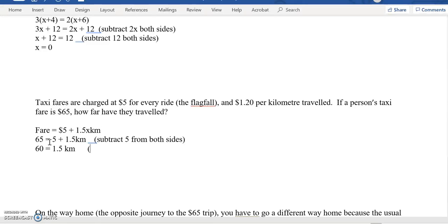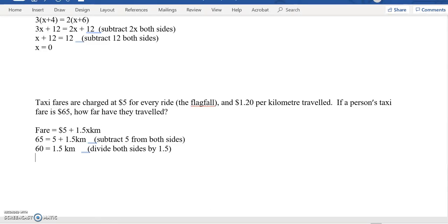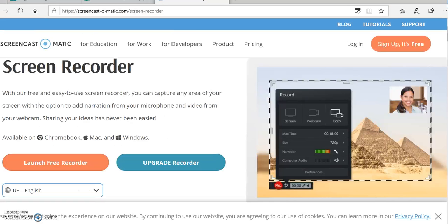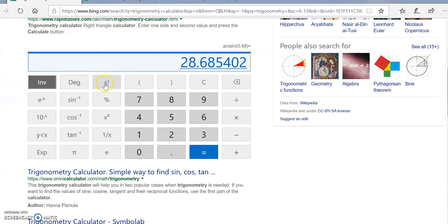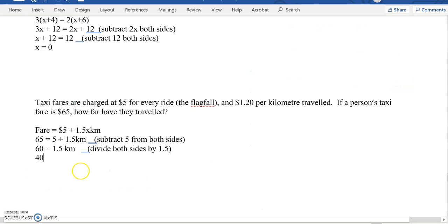Now to get the number of kilometres by themselves, it's 1.5 multiplied by the number of kilometres. If we divide both sides by 1.5, that will get it by itself. So 60 divided by 1.5, you could use your calculator to do that, but I'm pretty comfortable that's going to equal 40. I might just double check that. So 60 divided by 1.5 does equal 40. So 40 equals the number of kilometres.